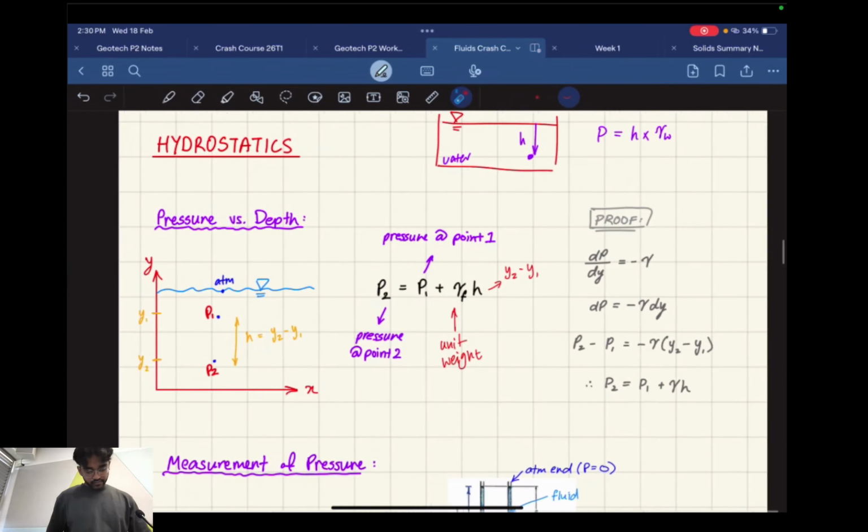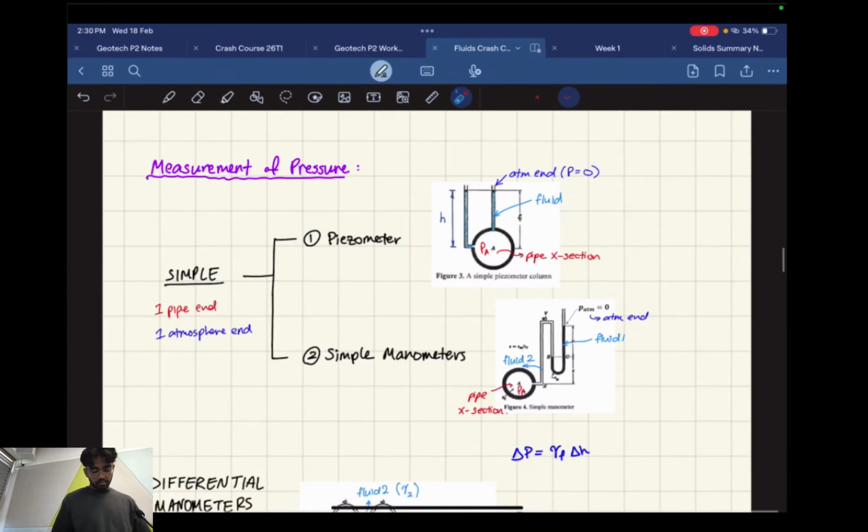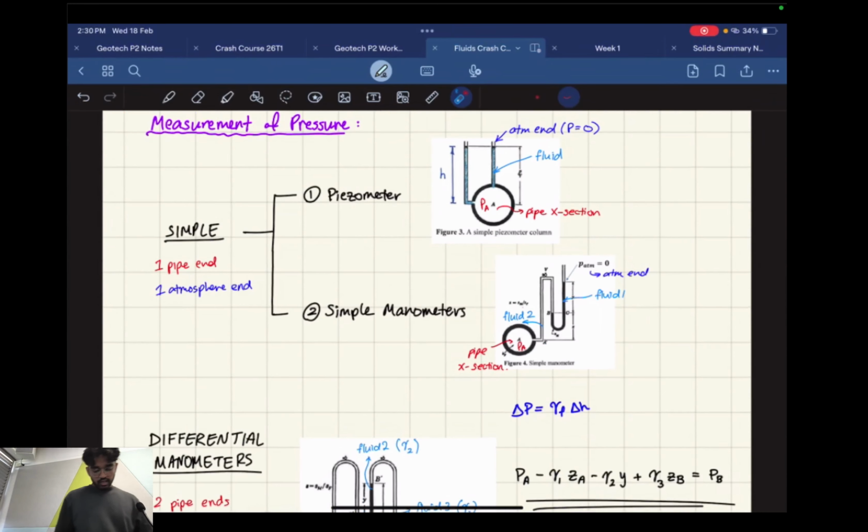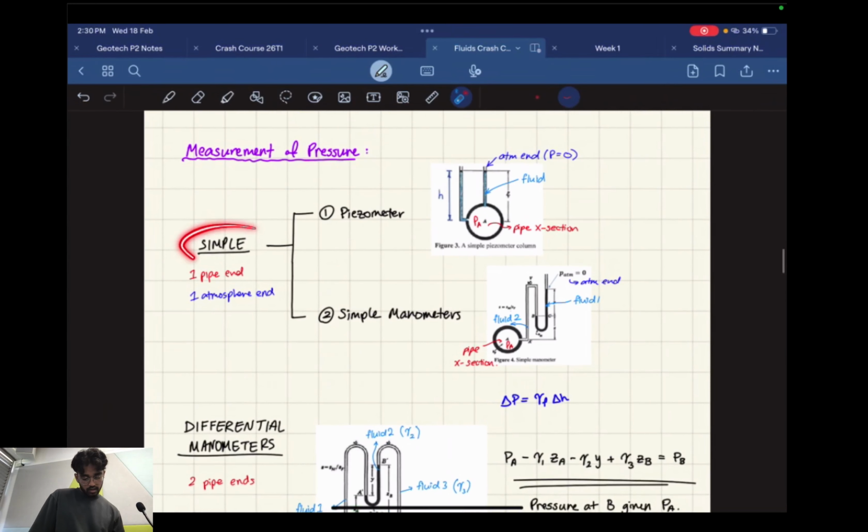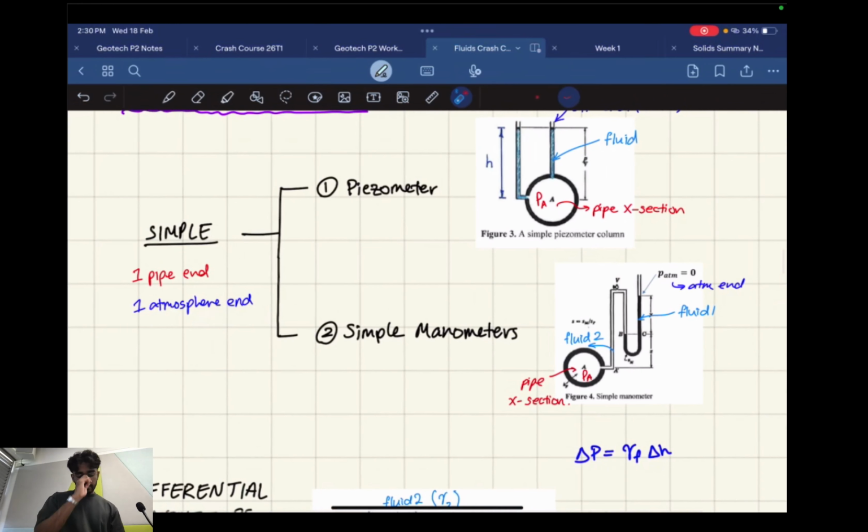There are actually a few ways we measure pressure when it comes to fluids. There's the simple way, where simple just means there's a pipe end and there's an atmospheric end. Pipe end just means you have a pipe with a tube going into it, and the other end of the tube connects to the atmosphere, or just connects to open air.